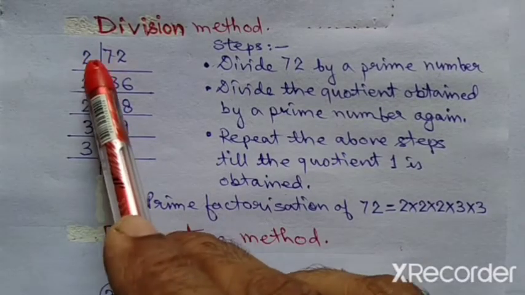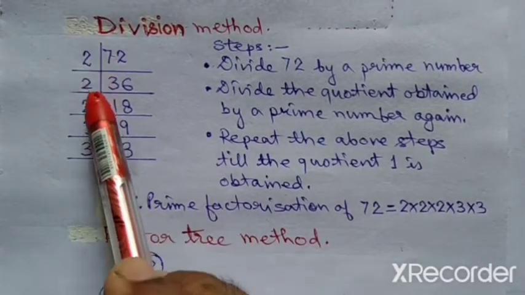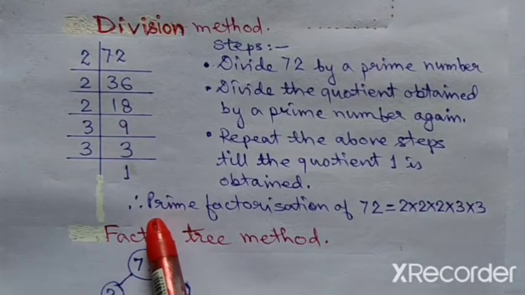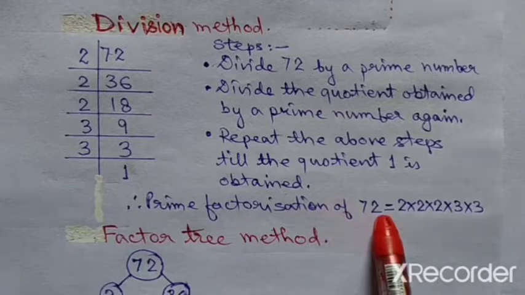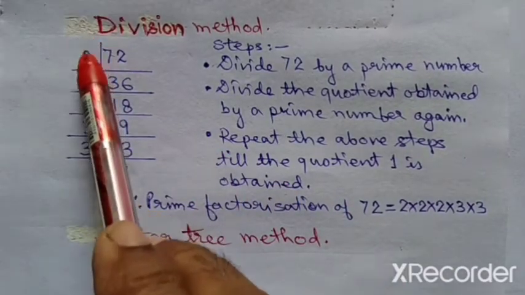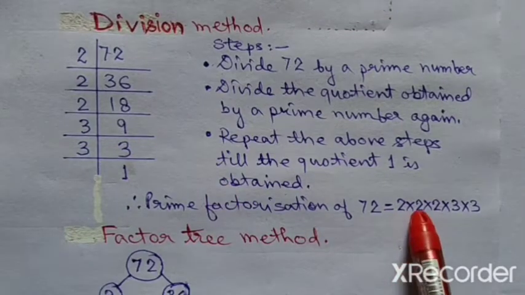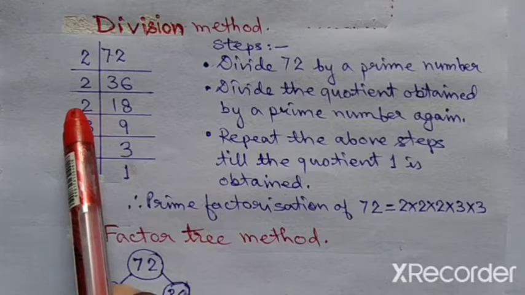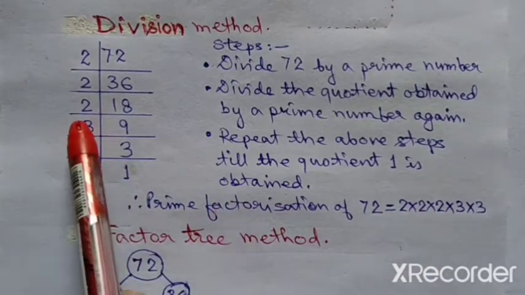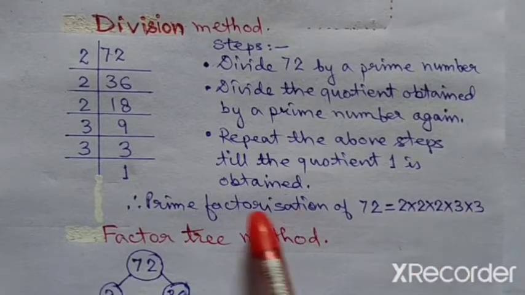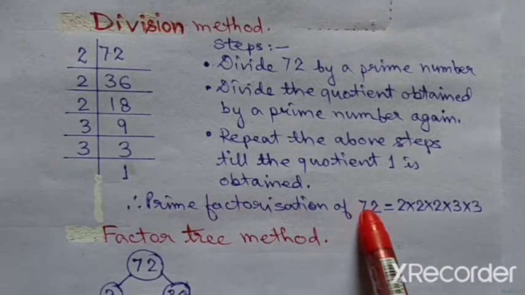Now children, look here, these are all prime numbers. Just see, these are all prime numbers. So children, therefore the prime factorization of 72, this 72 is equal to what, children? Write all the prime numbers, 2 into 2 into 2 into 3 into 3. Children, how many 2s? Three 2s. Just see, and two times 3. So 2 into 2 into 2, 3 into 3 is the prime factorization of 72.